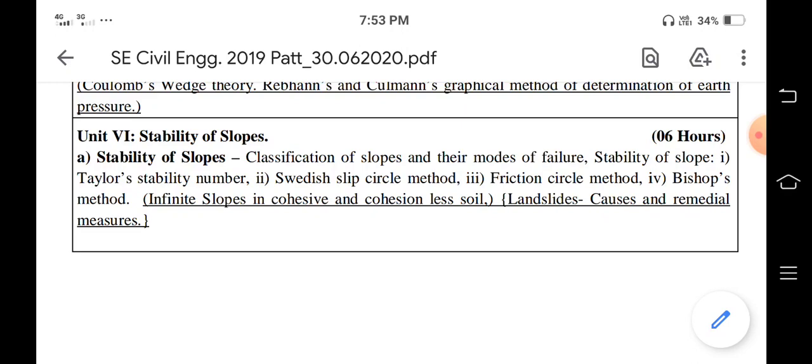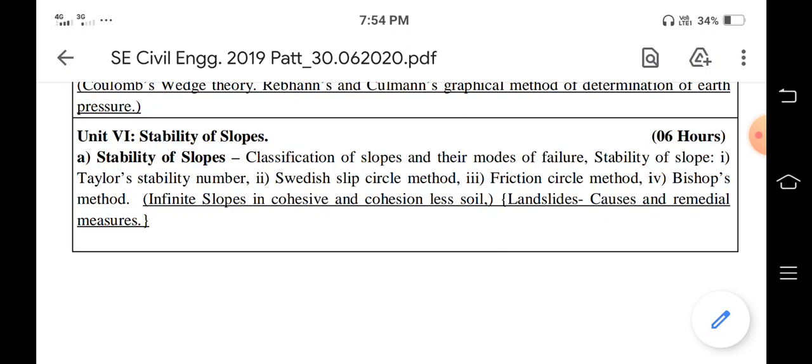In that there are four methods. Here we are going to find out the factor of safety of the soil slopes. The first one is the Taylor stability number. The second one is called the Swedish slip circle method. Third is called the friction circle method. Fourth is Bishop's modified method, and this method is applicable for cohesive soil as well as cohesionless soil.